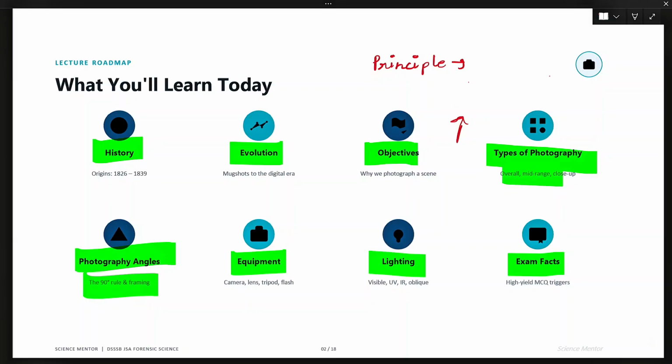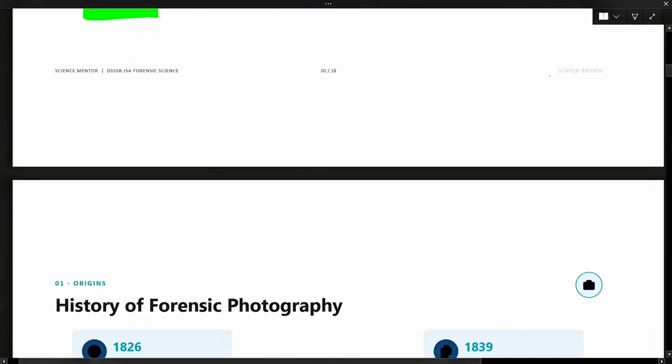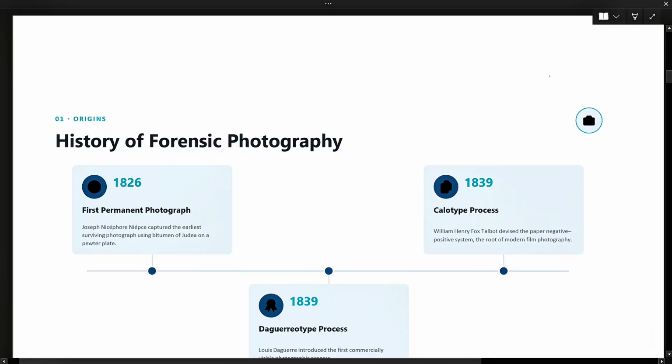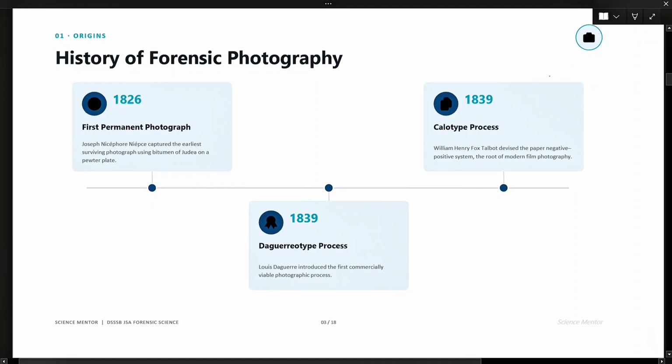Let's move to the next slide. Every scientific discipline has a story behind it. Forensic photography did not appear overnight. It evolved through the contribution of several scientists over many years. So let's travel back to the 18th century and understand how photography was invented and how it eventually became one of the strongest tools in forensic science.